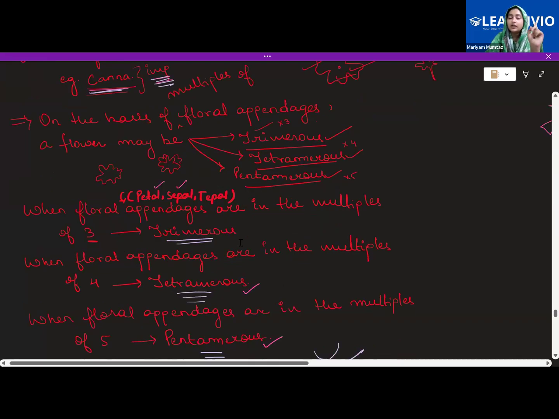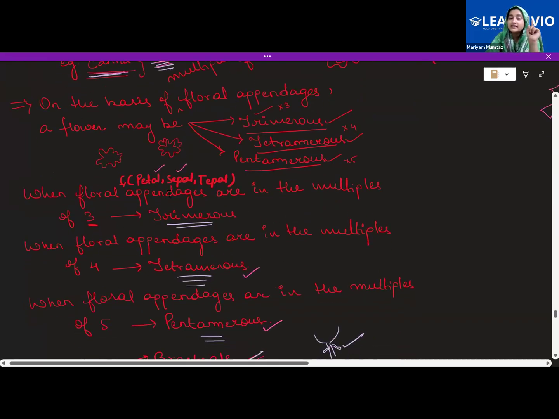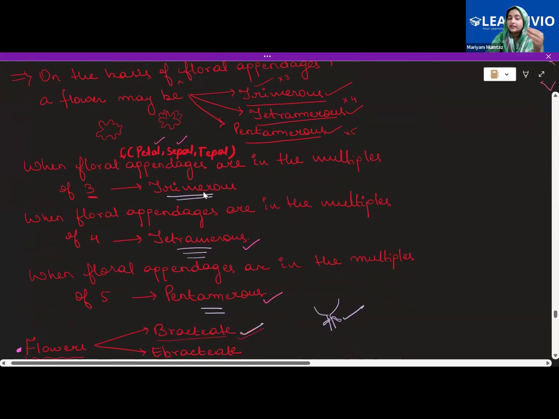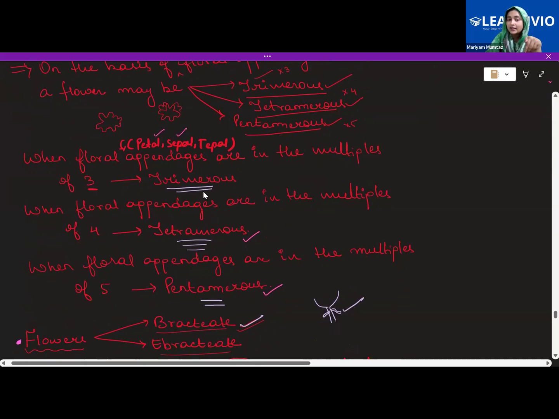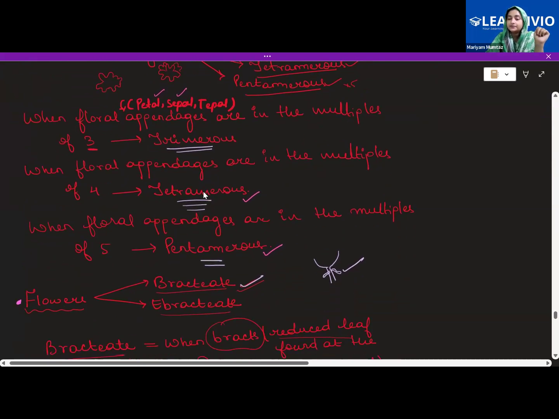So when the floral appendages, such as the petals and the sepals, are in multiples of 3, we call it trimerous. When they are in multiples of 4, we call it tetramerous. And lastly, when they are in multiples of 5, we call them pentamerous. Clear, students? Yeah, ma'am.